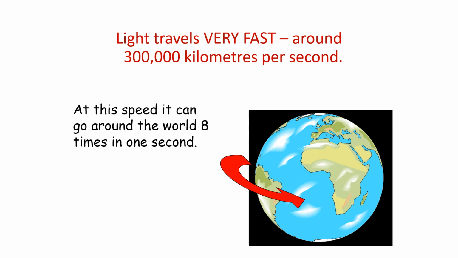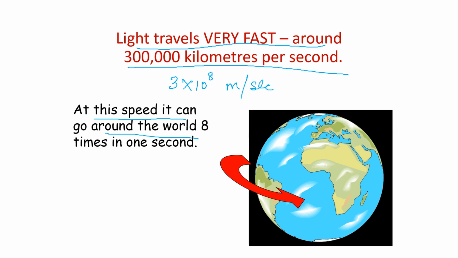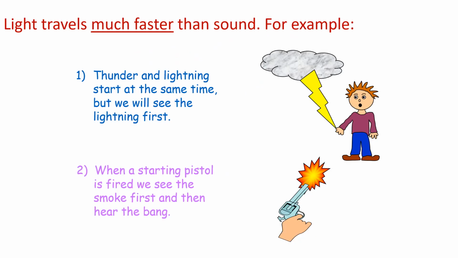These are some of the facts about light. Light travels very fast, around 3 lakh kilometers per second, 3 into 10 to the power 8 meter per second. At this speed, it can go around the world 8 times in 1 second. You can imagine how fast it is. That is the reason we have seen certain phenomena where light is visible first.